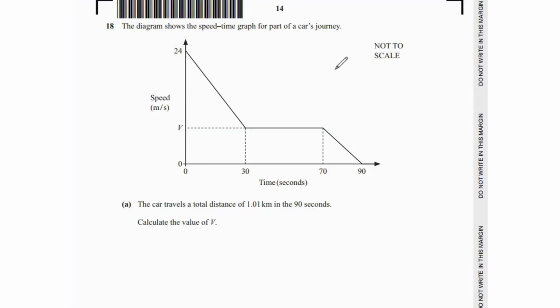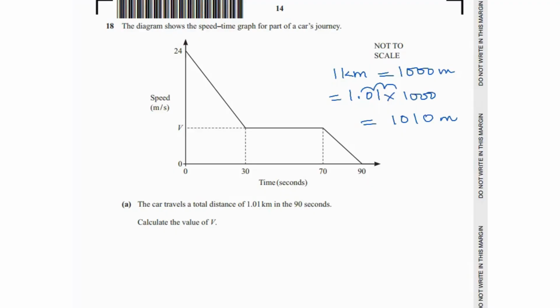So first, let's convert the distance into meters. 1 kilometer is 1000 meters. So 1.01 times 1000. We move the decimal 3 units to the right. That's going to be 1010 meters.